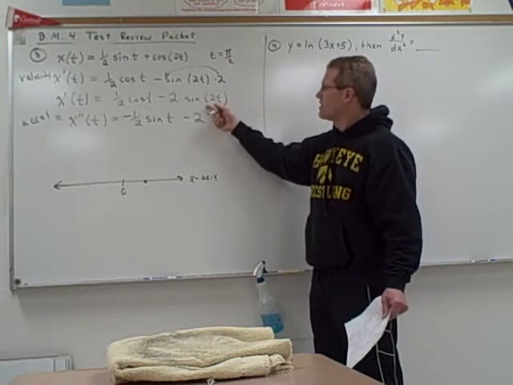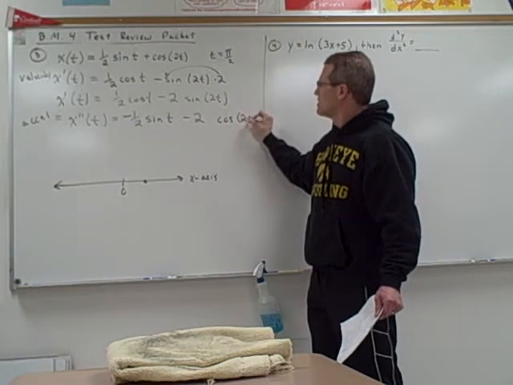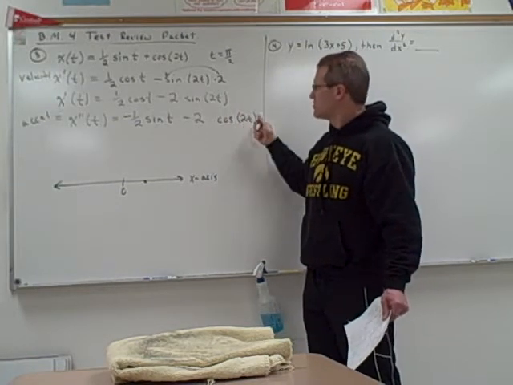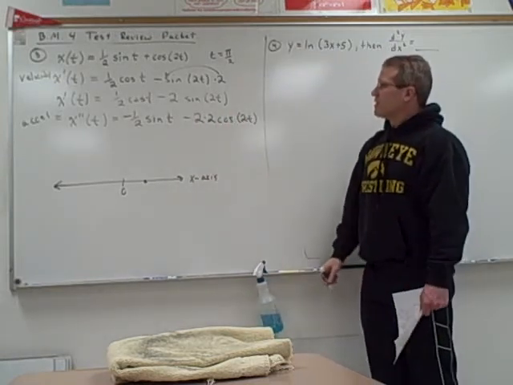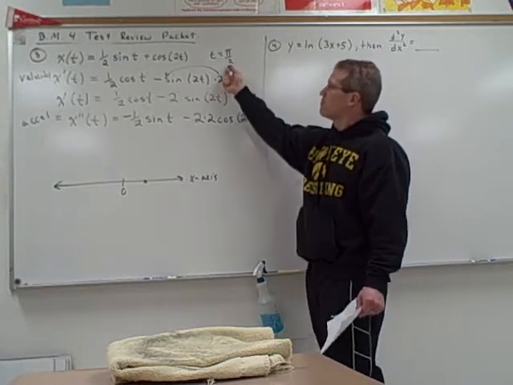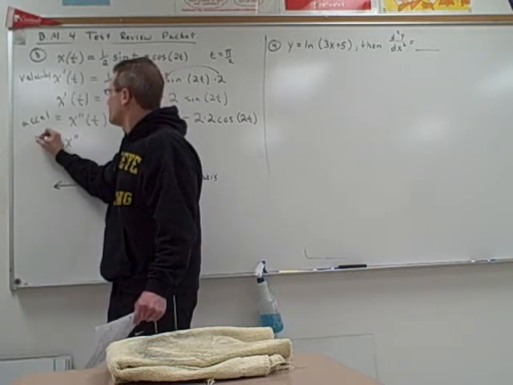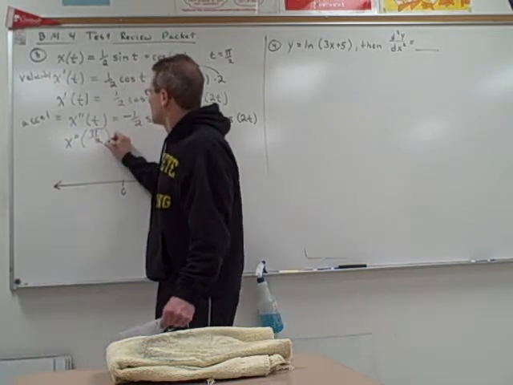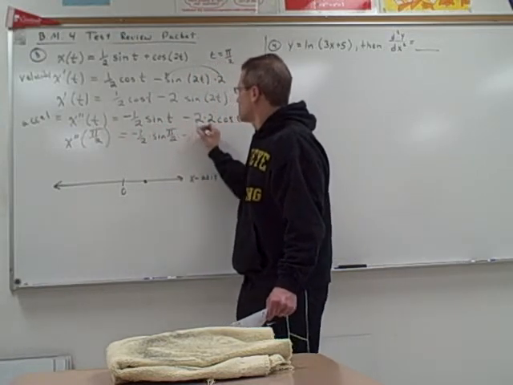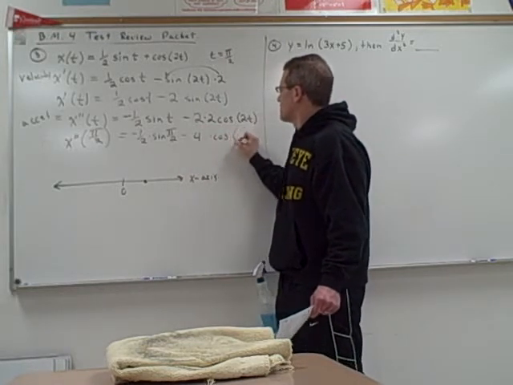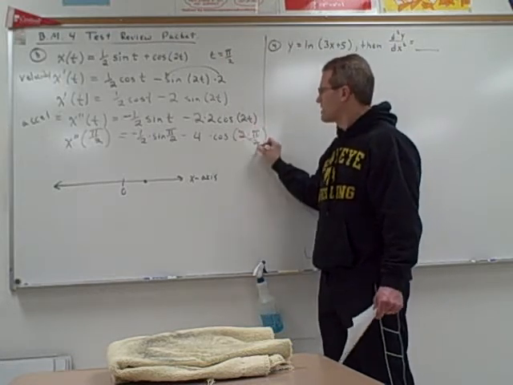This is the chain rule at work again here. Outside function, inside function. So the derivative of sine is cosine. You copy down the 2t. Then you multiply by the derivative of 2t, which is 2 again. I'm going to put that 2 right out front. So actually 2 times 2, that could be called 4. Now we want the acceleration at pi halves seconds. So we're going to do x double prime of pi halves. We're going to take negative 1/2 times the sine of pi halves minus 2 times 2 would be 4 times the cosine of 2 times pi halves, which 2 times pi halves would just be pi because those 2's would cancel.